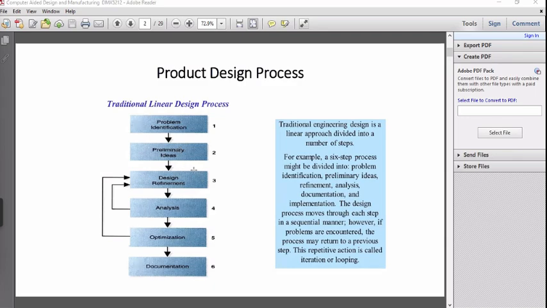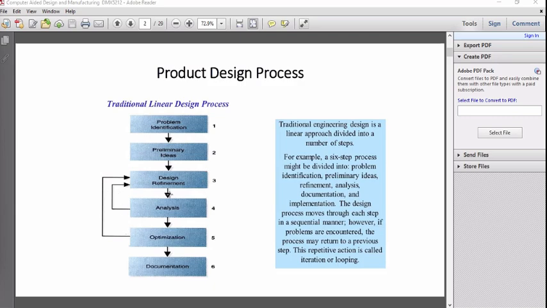Then maybe refine the design and do engineering analysis to see whether the product is feasible and according to the specifications or not. Then you can also do optimization, which is to optimize the cost of production or the use of materials. Then you get the final specific design, which goes to manufacturing. So this is the linear design process. We call this the traditional design process.